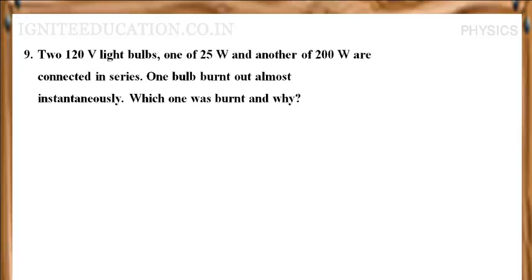See this problem. Two 120 volt light bulbs, one of 25 watt and another of 200 watt, are connected in series. One bulb burnt out almost instantaneously. Which one was burnt and why?